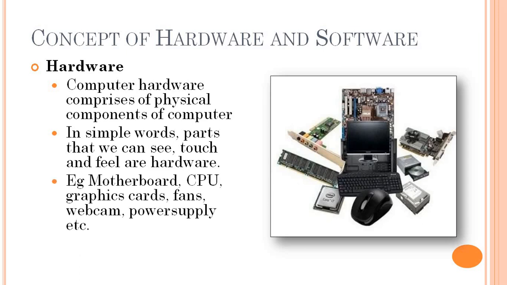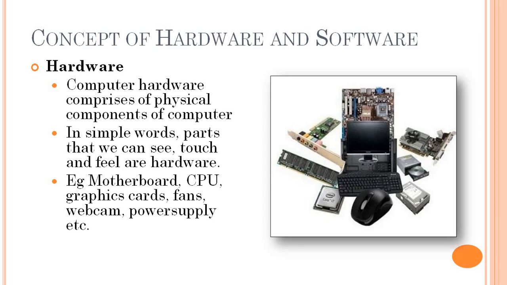Examples: motherboard, CPU, graphic card, fan, webcam, power supply, etc. Apart from these, all the input devices like keyboard, mouse, scanners, then output devices, printers, speakers, all these, even the power cords, the power cables, all these are categorized as hardware.